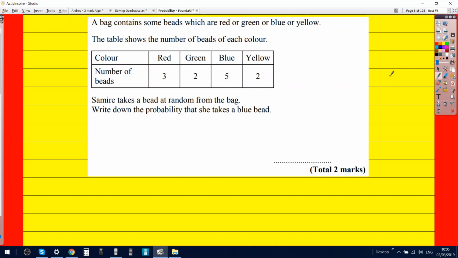Okay. This one? You can have the same options. It takes a bead out of a bag. That would be a blue bead, so it would be 5 over 12. Okay.